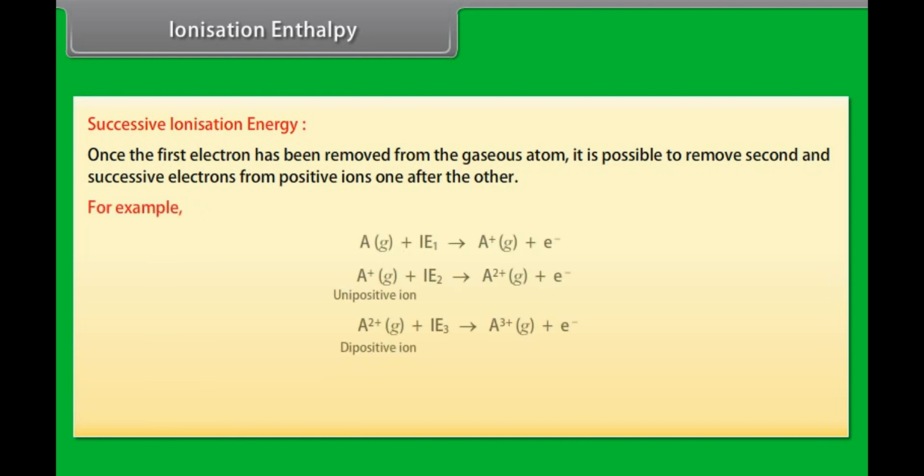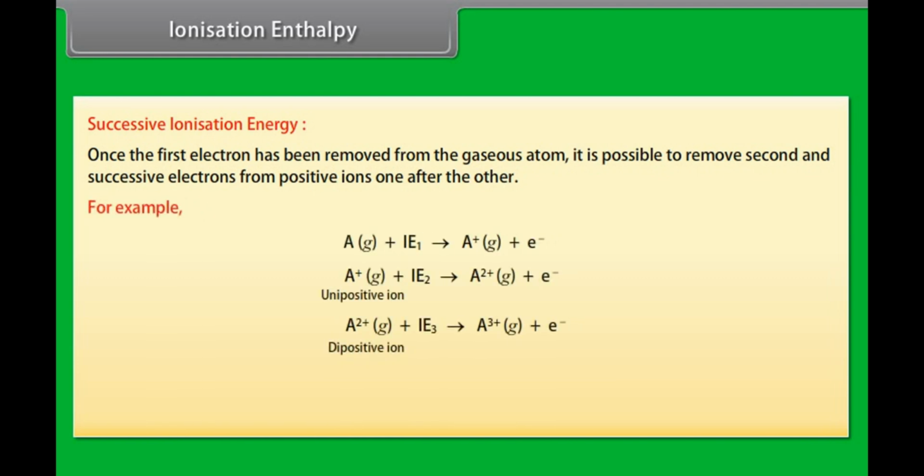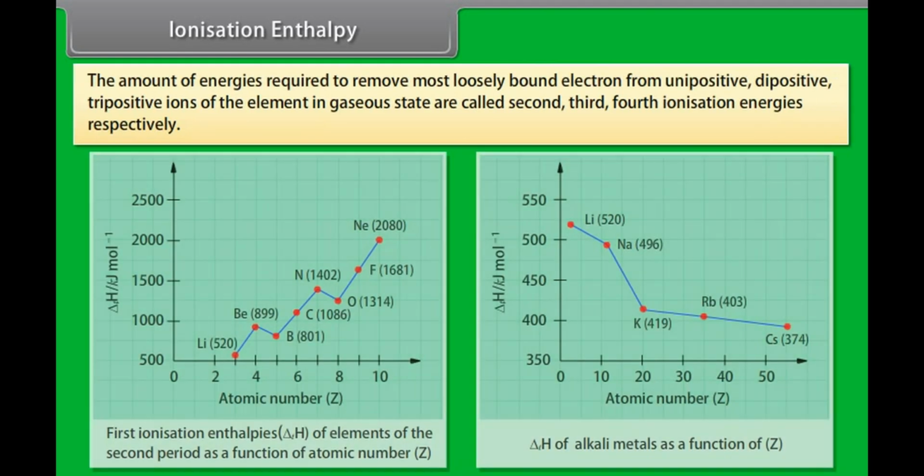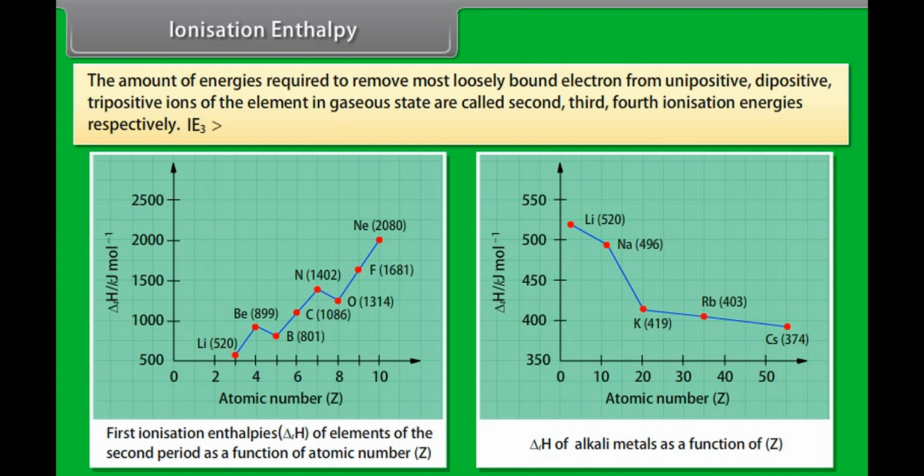For example, the amount of energy required to remove the most loosely bound electrons from unipositive, dipositive, tripositive ions of the element in gaseous state are called second, third, fourth ionization energies respectively. It may be noted that ionization energy 3 is greater than ionization energy 2, which is greater than ionization energy 1.